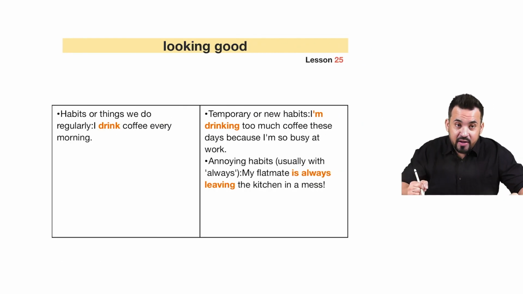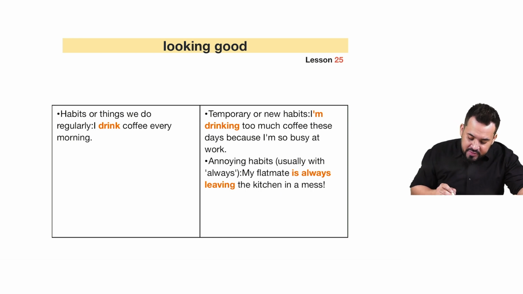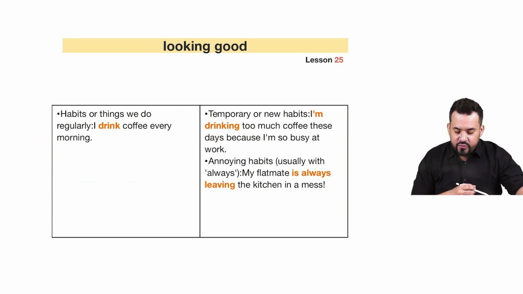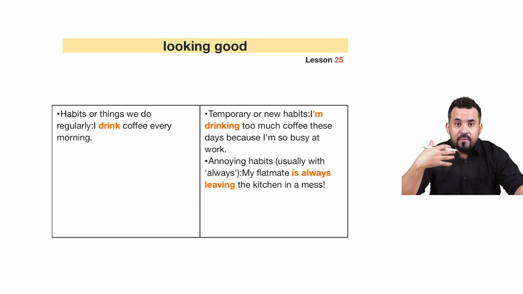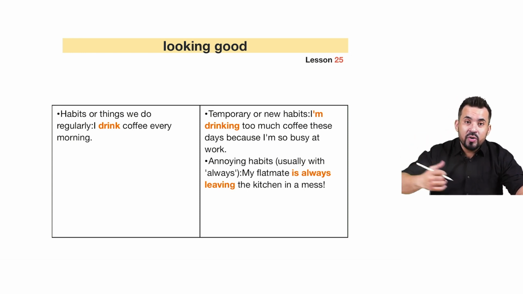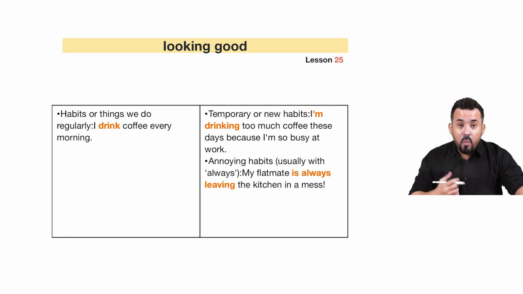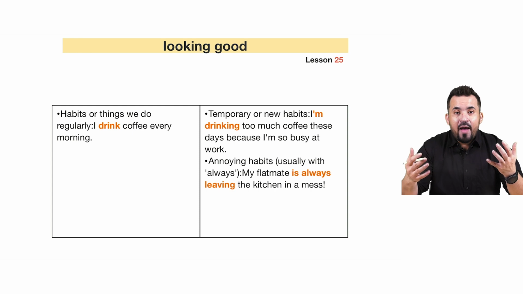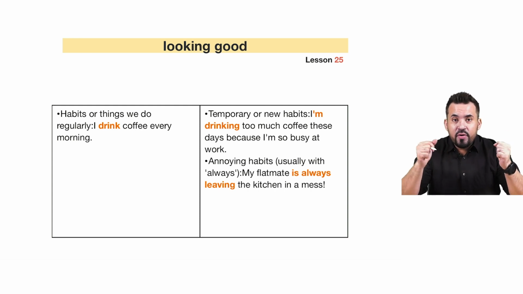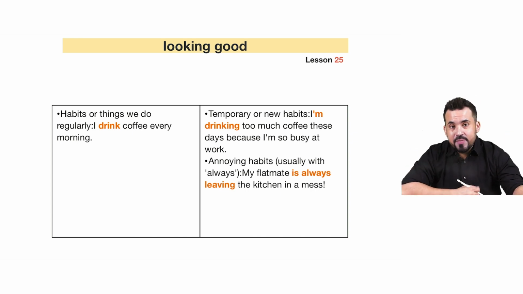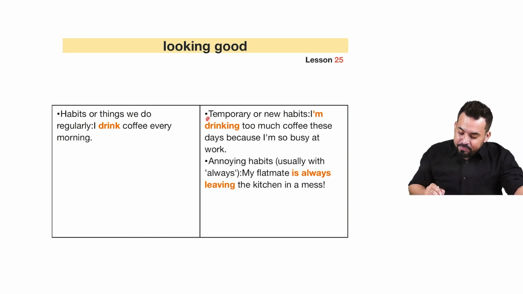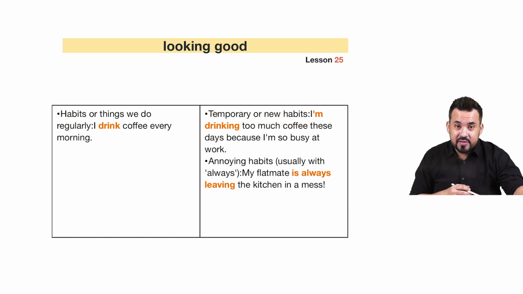Let's take a look at another reason. Habits or things that we do regularly. So routine, basically things that we always do. Like I drink coffee every morning. I wake up early. I go to sleep late. Things that are your habits or your routine. I take a shower first thing every morning. So anything that is in your habit or in your routine, then you use the present simple. Now for the present continuous, temporary or new habits.